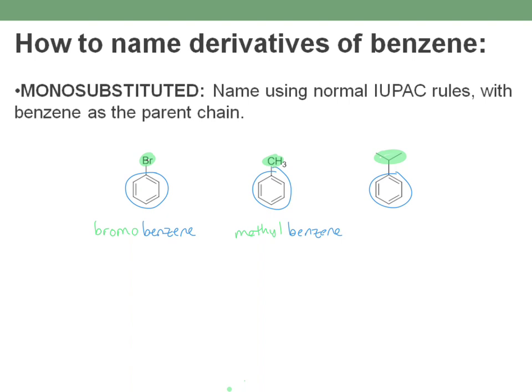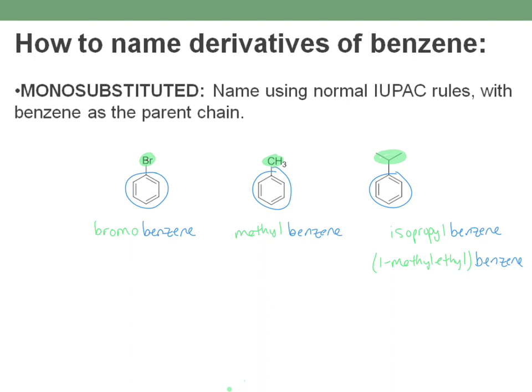And lastly, you can call this one isopropylbenzene, or you can call it 1-methylethylbenzene. So it's just the normal rules so far. And again, I don't have to say 1 because there's only one group coming off of these, so that's really all there is to it.